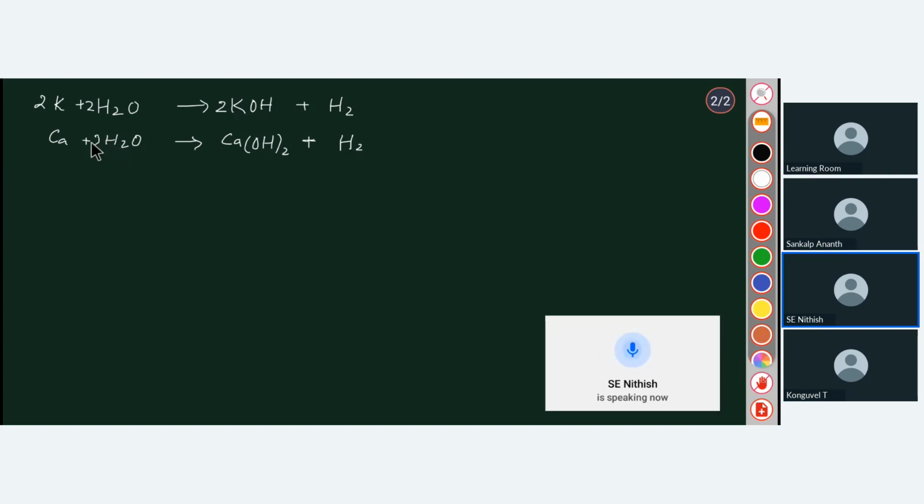Yeah, I was right. It is now balanced. So this is a reaction of highly reactive metals. And when this reaction takes place, you have to remember that these reactions are very, very much exothermic in nature.